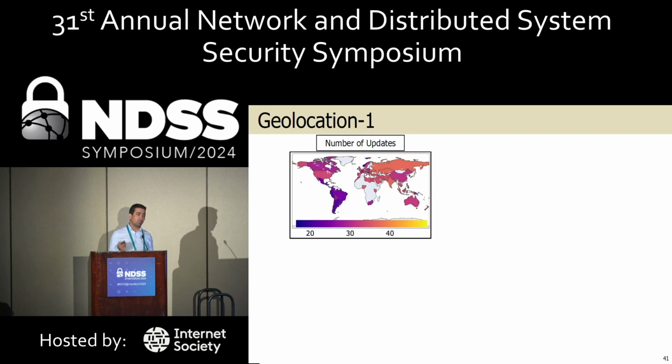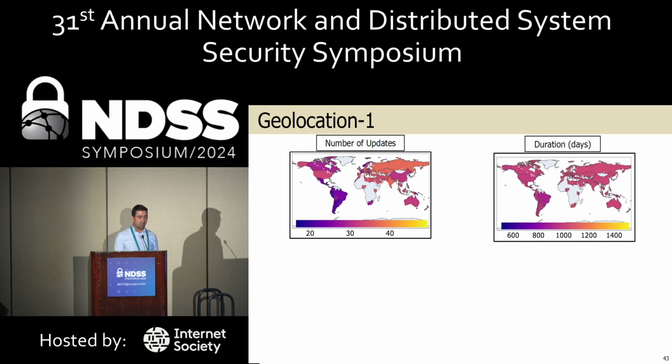The second factor we'll look at is the geolocation. For this analysis, we mapped the number of security updates received by devices onto a real-world map. As we can see in this picture, there are irregularities between the different regions in the world. While some regions are receiving more security updates, some other regions are receiving fewer security updates. On the other hand, the support duration is showing a more uniform distribution.